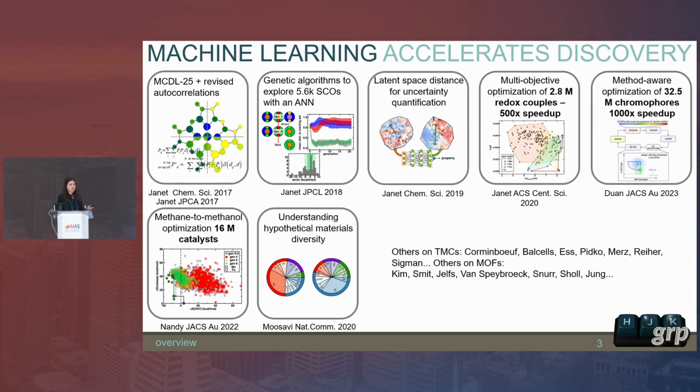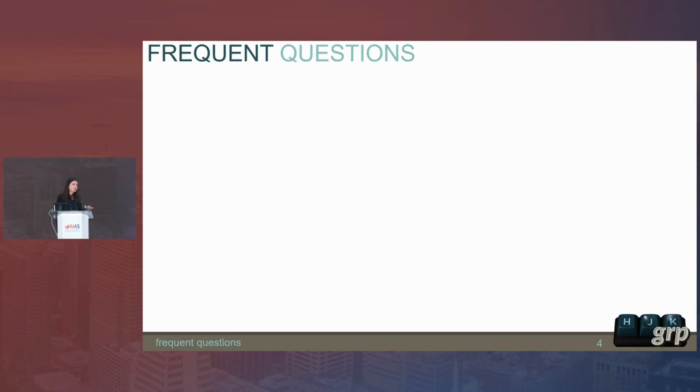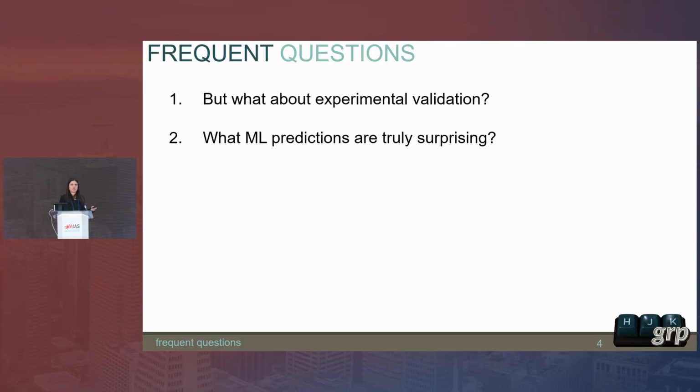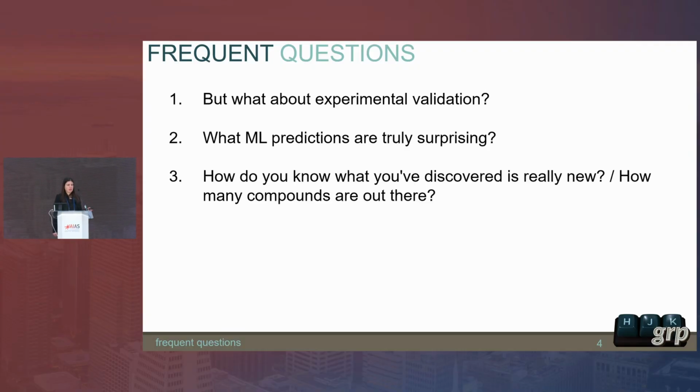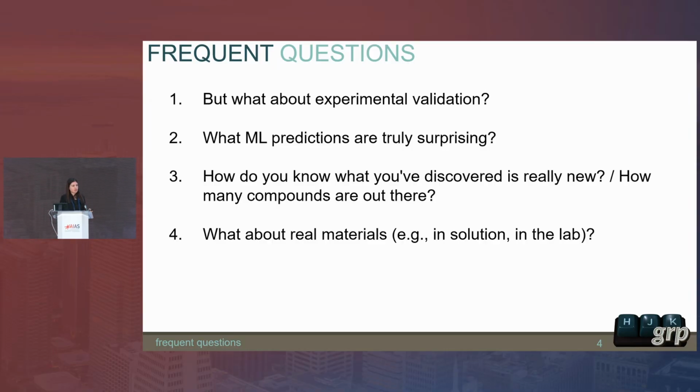But typically when I gave a talk like this, I would get a number of questions. And what I'd like to do is go over some of those questions and talk to you about what comes next. What is beyond just getting to the answer faster. And so the first question I would get is, okay, you've made all of these computational predictions with AI. What about experimental validation? And on top of that, when you do all this artificial intelligence screening, what machine learning predictions are actually surprising? And then how do you know what you've discovered is actually really new?